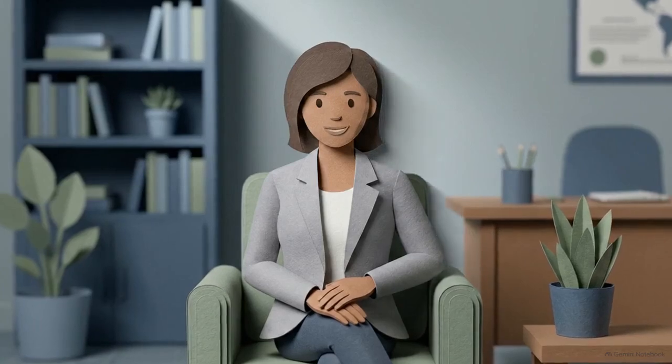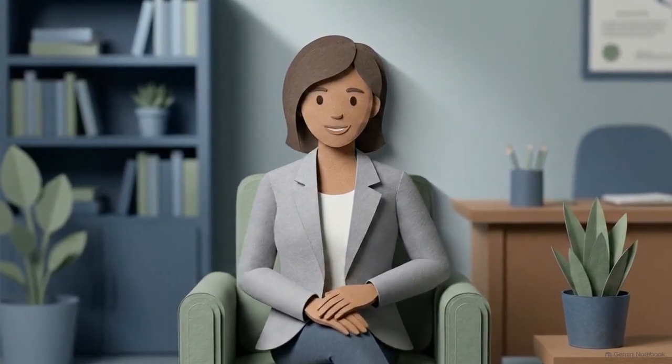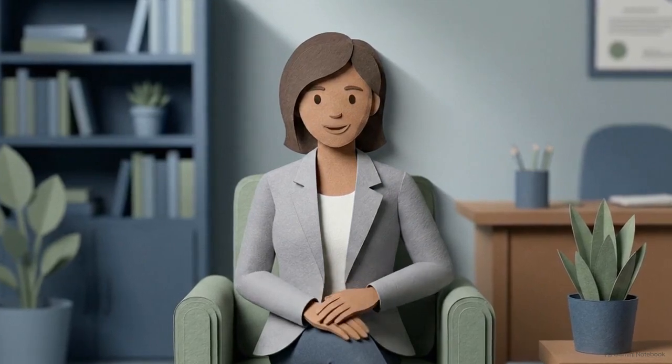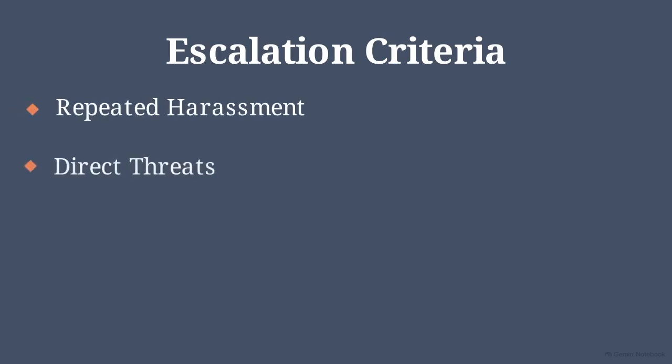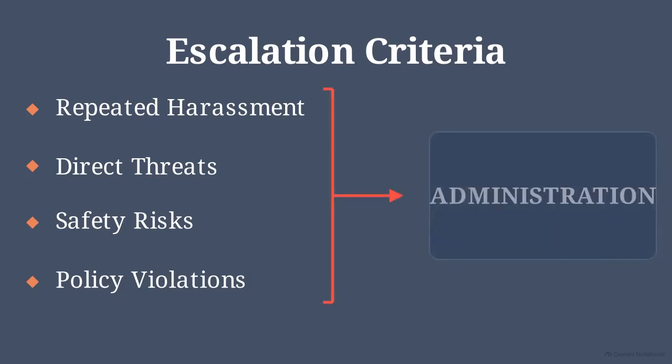They need immediate access to this information so they can assess the student's emotional well-being and begin providing necessary psychological triage. From there, you evaluate the severity of the incident. If the concern involves repeated harassment, direct threats, physical safety risks, or clear violations of school policy, the issue crosses the threshold for administrative escalation.